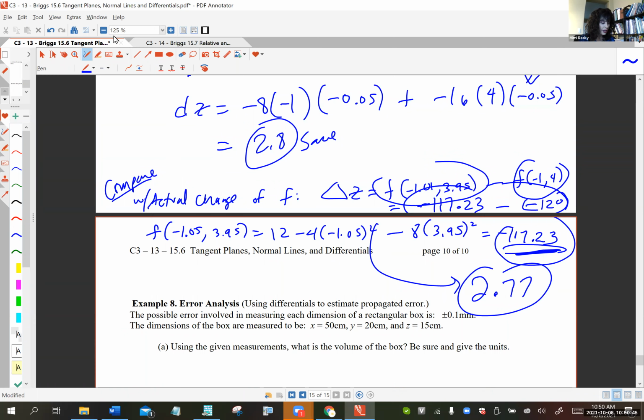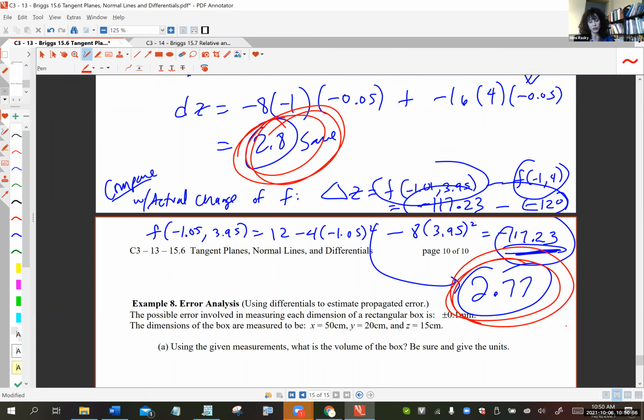Okay, so now is the moment we've been waiting for. You want to compare your differential, your approximate change in altitude, to your actual change in altitude. What do you guys think? Pretty good approximation for that differential? Yes or no? Yes, very. Yes, it's a great approximation.